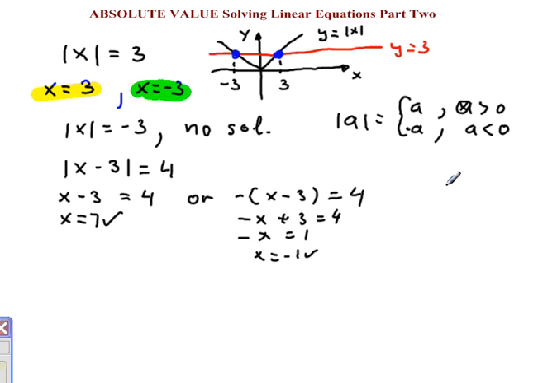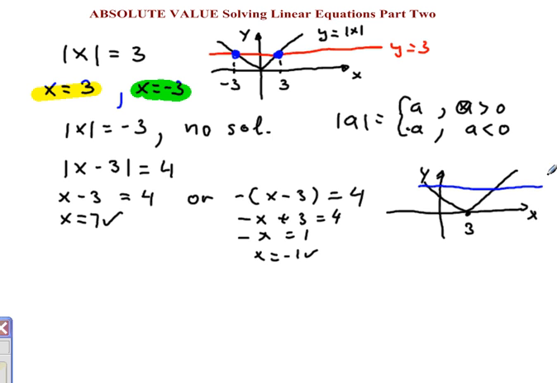Excellent. So in order for this to be shown graphically, there are two things that you need to remember. The absolute value of x minus 3 graph is a horizontal shift 3 units to the right. So that will be a V shape with its vertex at 3, 0. Okay, and there is a horizontal line, y is equal to 4.